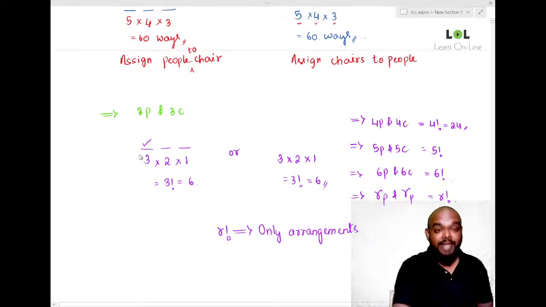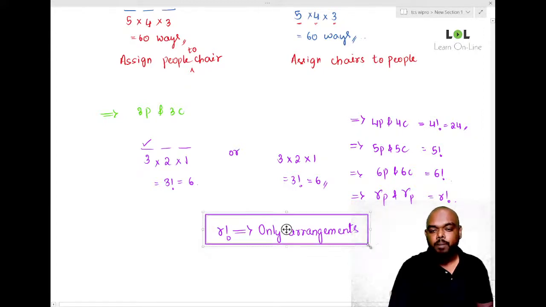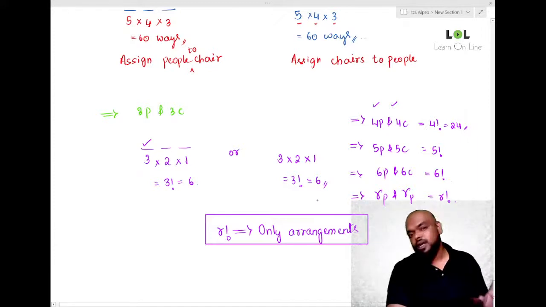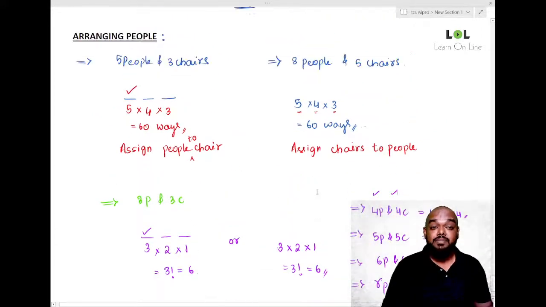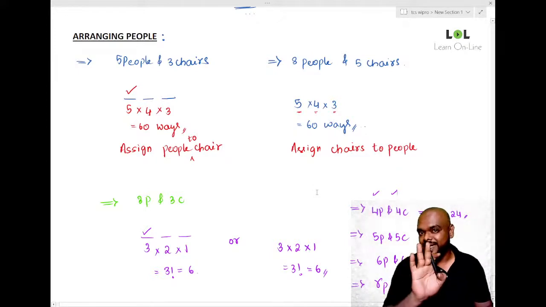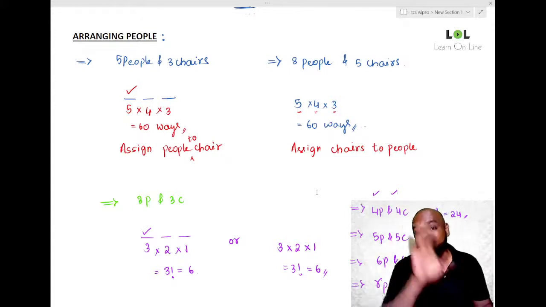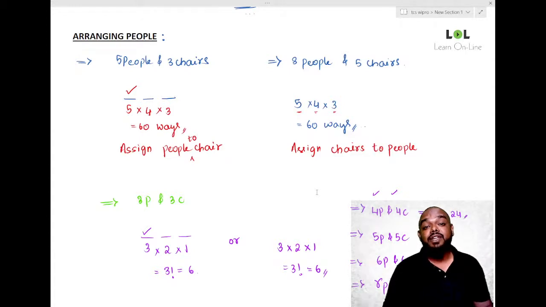Let me tell you why it is only arrangement. Because here we don't have a problem of selection. 4 people, 4 chairs. Nobody is extra, nothing is extra. So you need not select. But in the previous case, observe, 5 people, 3 chairs. I cannot put all the 5 people in 3 chairs. I need to select which 3 people. So I have to select 3 people for 3 chairs and then arrange them. That is selection and arrangement.